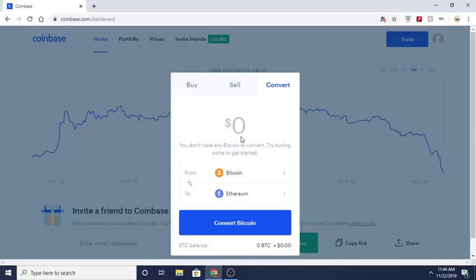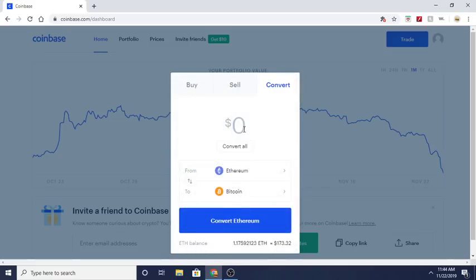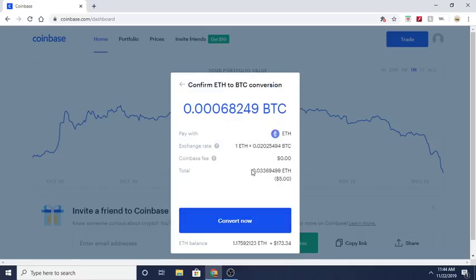You can also convert from Bitcoin to Ethereum, or from Ethereum to Bitcoin. I don't know if there's any fee for that. Let me find out. Ethereum to Bitcoin, let's put 5. Let me see what the preview is. Oh, there's no fee. So there's no fee when you convert.